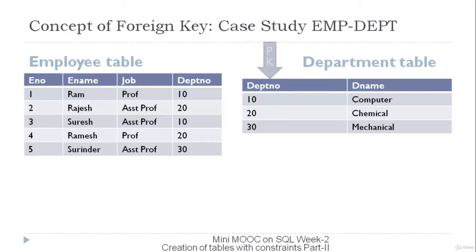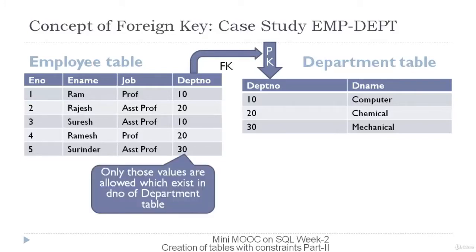Department number of department table will be made as primary key. To enforce integrity of data, department number of employee table will be made as foreign key. It means it will refer department number of department table for its validity. Only those values are allowed in department number column of employee table that exist in department table. Only 10, 20 and 30 are allowed in department number column of employee table.